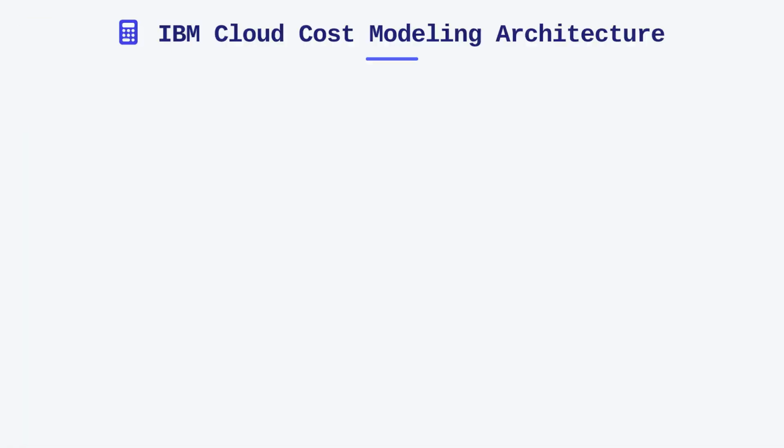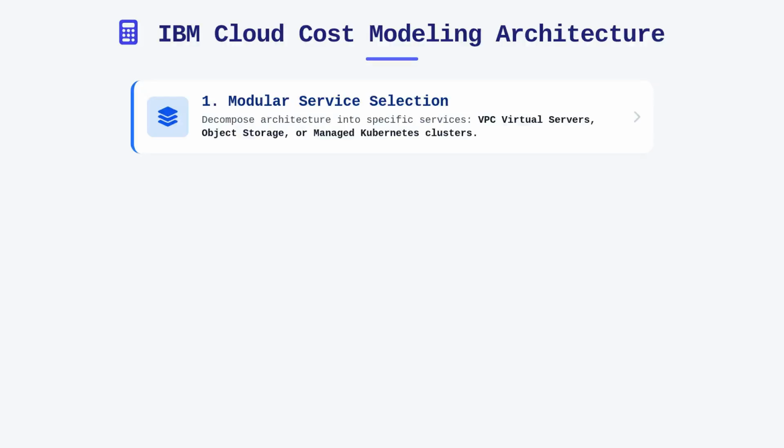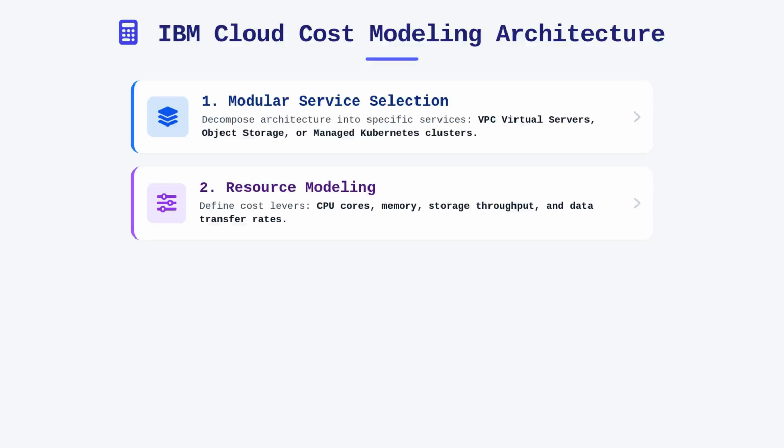The calculator is structured to accommodate the modular nature of IBM Cloud services, reflecting the decoupling of service components. When you begin a project in the calculator, you start by selecting the specific services relevant to your architecture, such as virtual servers for VPC, object storage, or managed Kubernetes clusters. For each service, you are prompted to define variables that influence the cost, such as CPU cores, memory allocation, storage throughput, and data transfer rates.